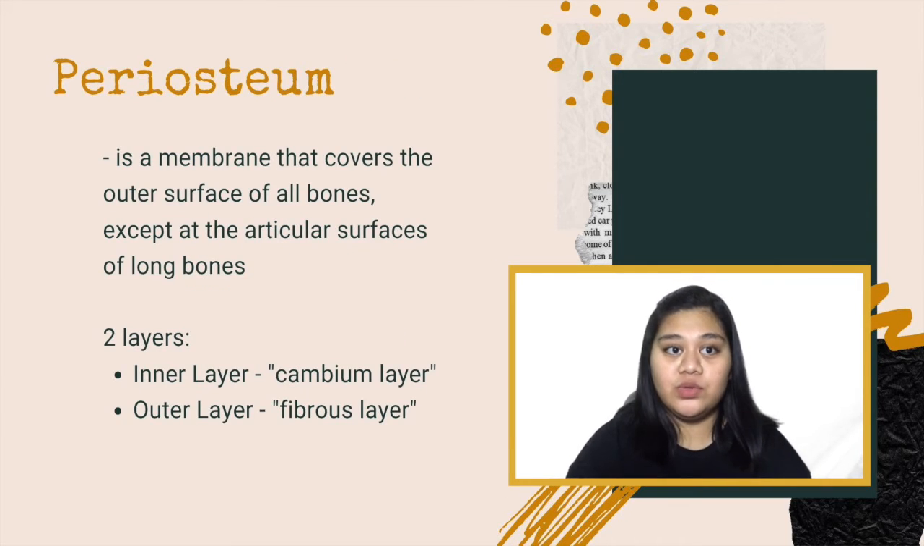The periosteum is a membrane that covers the outer surface of all bones, except at the articular surfaces of long bones. It has two layers: the inner layer, which is called the cambium layer, and the outer layer, which is called the fibrous layer.